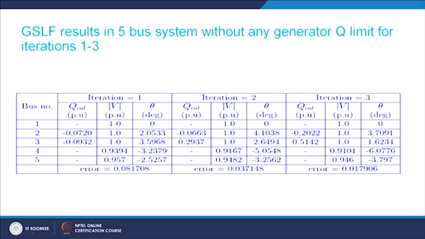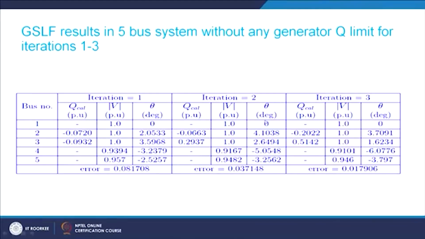So, we go to the second iteration, again we recalculate Q cal for bus 2 and bus 3. Now, these are quite changing, but still they are well within the limits for bus 2 and bus 3. So, again the voltage magnitudes for these two buses are maintained at 1.0 and their angles are actually getting changed. Remember, when we are calculating these angles in our algorithm, those angles would be calculated in radian, but when we are reporting these values, we are writing in degree for our convenience of understanding.